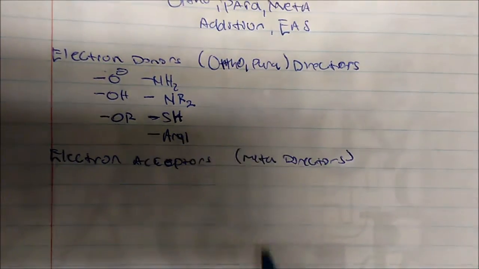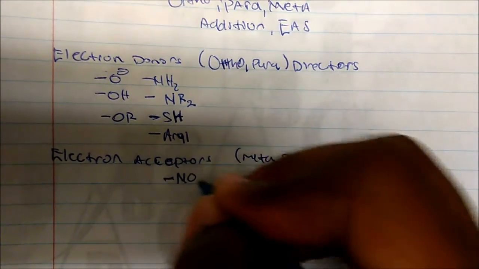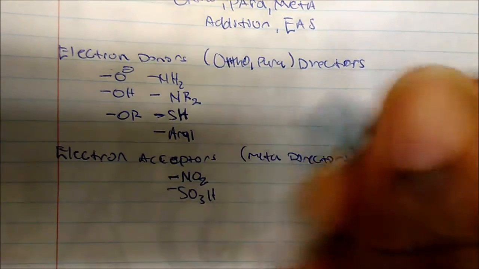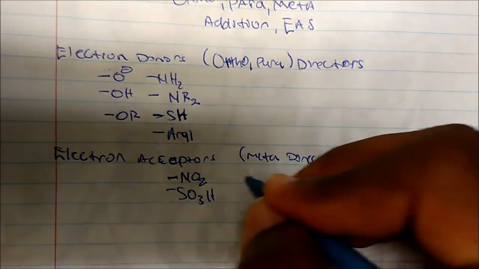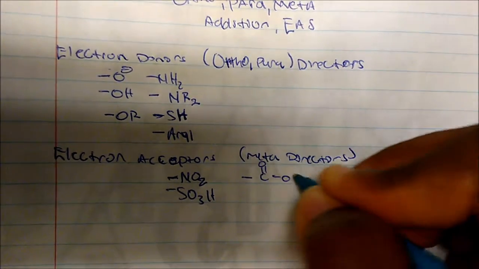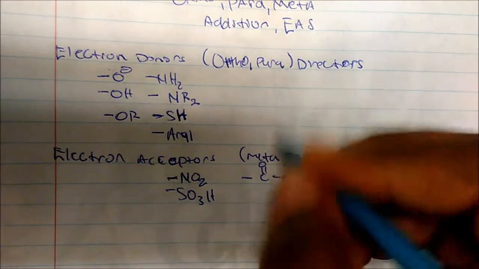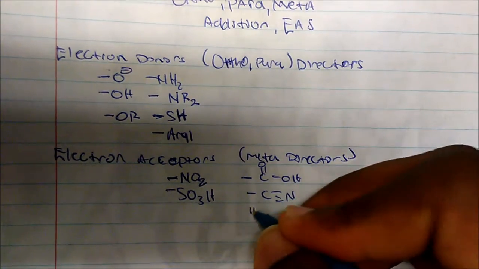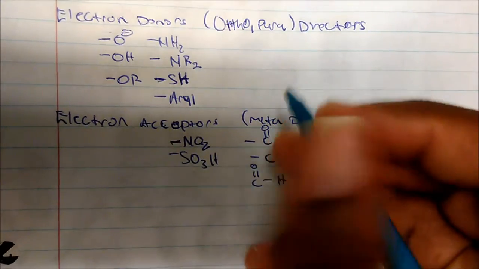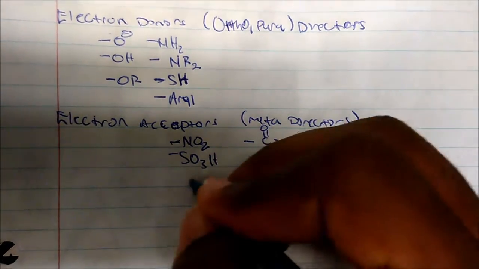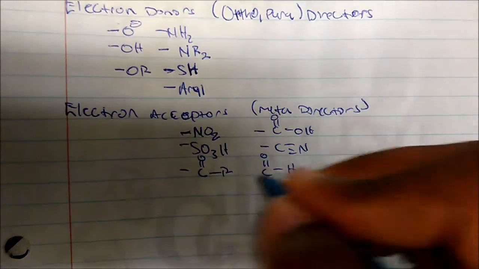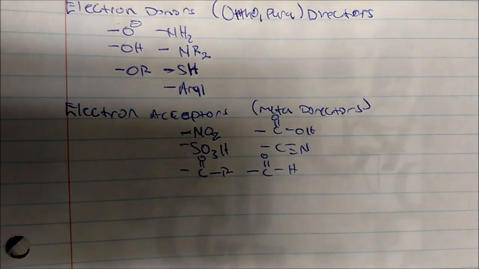Now what are electron acceptors? You'll see NO2. You'll see SO3H. You'll also see carboxylic acids. You'll see nitrile groups. You'll see aldehydes. You'll see COR. So these are all the electron acceptors, and we could go on and on.